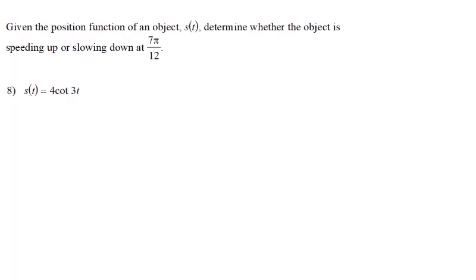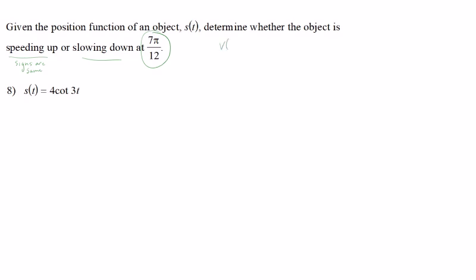All right, given the position function of an object, so we have this position function, which we usually call s of t, determine whether the object is speeding up or slowing down at 7 pi over 12. So when we think about speeding up or slowing down, speeding up means the signs are the same. And when I say the signs are the same, we're talking about velocity and acceleration.